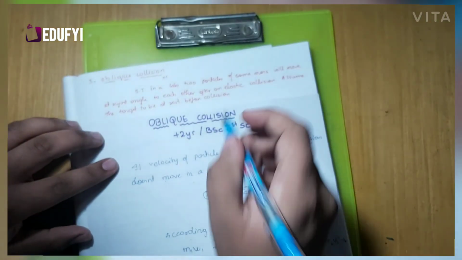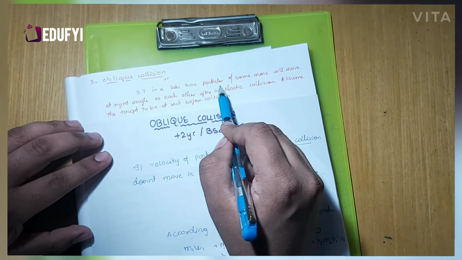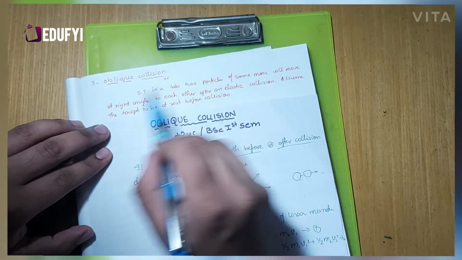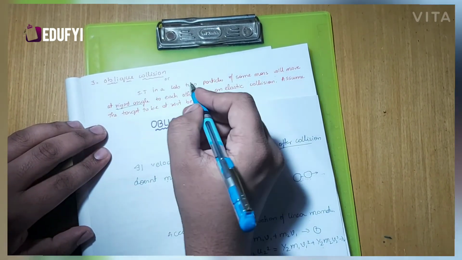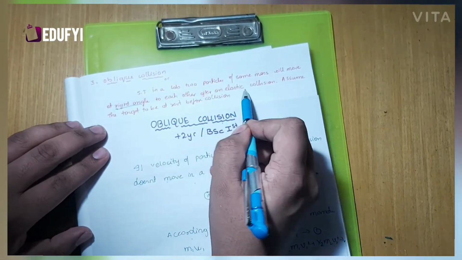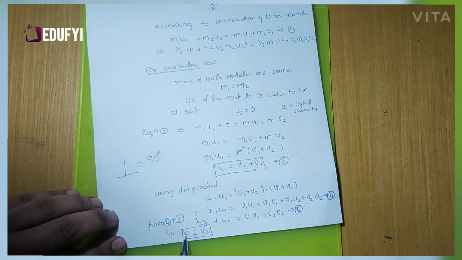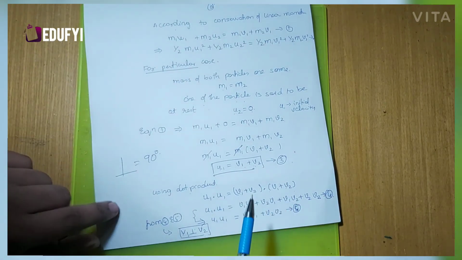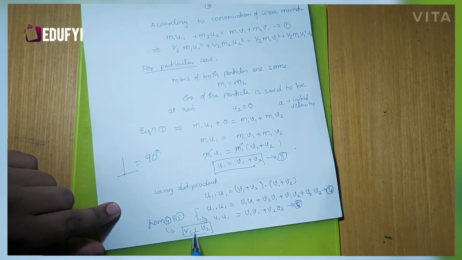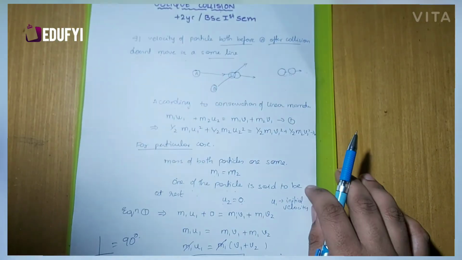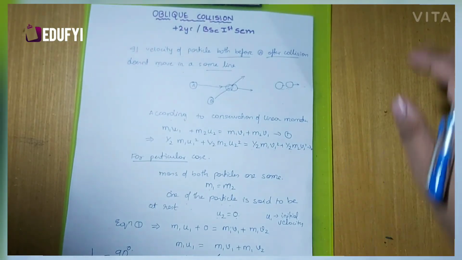So the question is saying that in the laboratory, two particles of the same mass will move at a right angle, that is 90 degrees, to each other after an elastic collision. So after an elastic collision, v1 and v2 move at a right angle. This is the concept of oblique collision. It's an important topic. Read the topic.